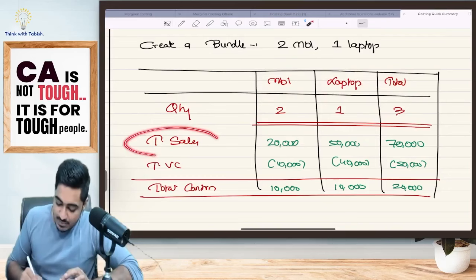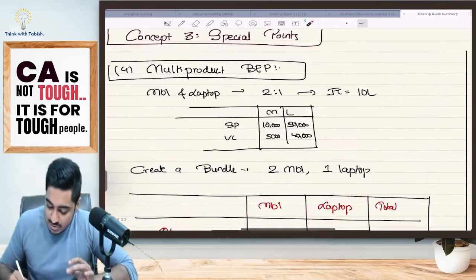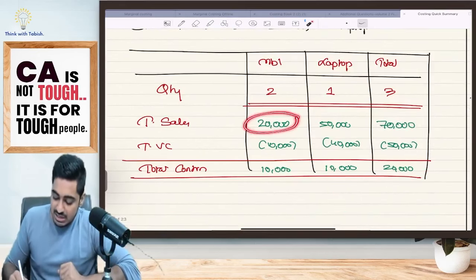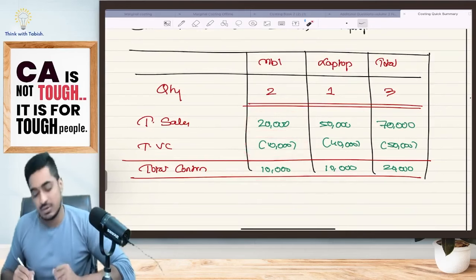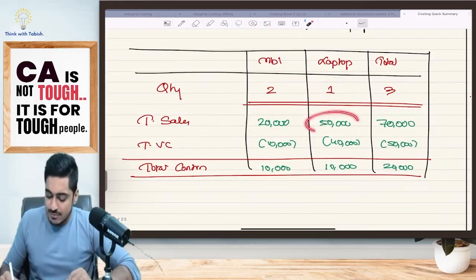Tell me the sales value. Tell me every mobile at what price I am selling. Sir, every mobile I am selling at 10,000. That means if I sell 2 mobiles in a bundle, my sale is going to be 20,000. Variable cost is going to be 10,000. Contribution is going to be 10,000. Yes or no, everyone? Yes, sir. Laptop, I'm selling 1 laptop in a bundle. 50,000 sales, 40,000 variable cost, 10,000 contribution.